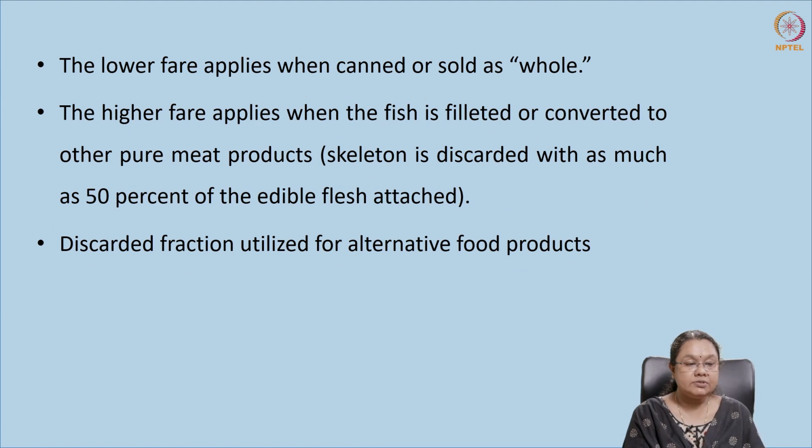Now, after pre-processing, the fish can be sold whole or it can be processed into different forms. If we sell the products whole, then this fetches a low price compared to processed fillets or other forms. So usually the different forms fetch a higher price in the market. And the discarded materials can be used to develop alternative products.